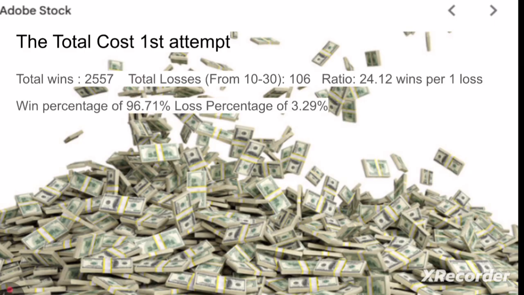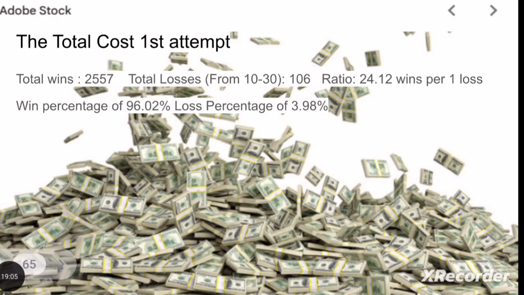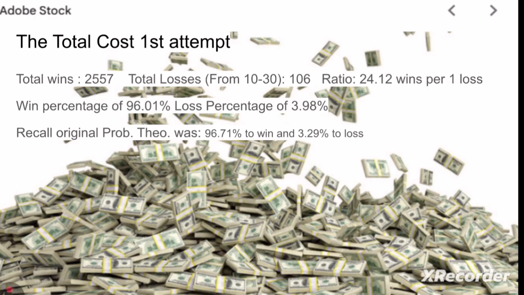Our win percentage is 96.71% and our loss percentage is 3.29%. Remember that our theoretical probability of winning was 97.75% versus 2.25% loss. Okay, sorry, correction. The win percent is 96.02% and the loss percentage is 3.98%. The original probability was a 96.71% chance of winning and a probability of loss of 3.29%. So we're slightly off from what the theoretical probability of us winning should be, or what we would expect. Not necessarily should. It doesn't have to end up being exactly like that. Like I said, with the law of large numbers, it's not required to end up being what the theory would expect us to end up with.